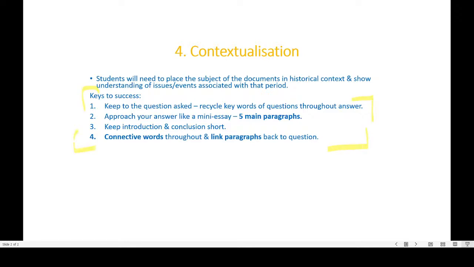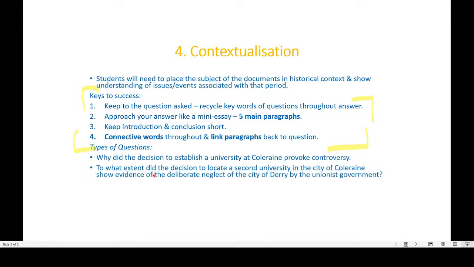The types of questions that would come up here, if we look at the Coleraine University as an example: why did the decision to establish a university at Coleraine provoke controversy? To what extent did the decision to locate a second university in Coleraine show evidence of the deliberate neglect of the city of Derry by the Unionist government? That's obviously taken from our case study, the Coleraine University controversy. Mini essay style questions, I think they're really nice to answer, to be honest.